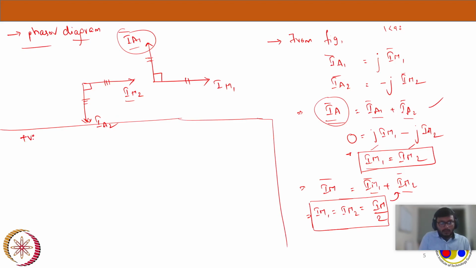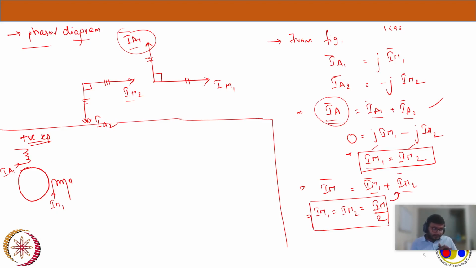So let's consider first the positive sequence. For the positive sequence, let's say this is my main winding, and this is the auxiliary winding, and here I have IM1. So this is what the positive sequence current is. And similarly here it will be IA1, of course j times IM1. I'm just trying to represent it here. So this is IA1 and this is IM1.